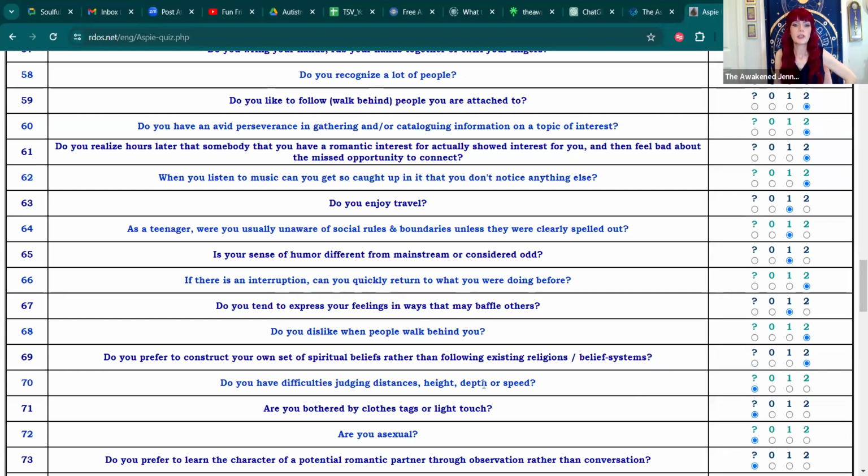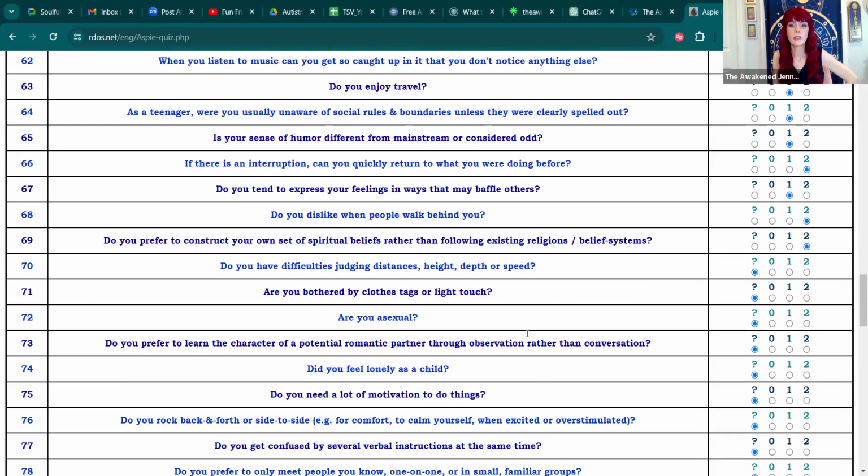Yes. Do you have difficulty judging distances, height, depth, speed? I don't think so. Are you bothered by clothes, tags, or light touch? Yes. Like I've told people always, if you're going to touch me, touch me. Just touch me. Don't touch me lightly. Are you asexual? No.